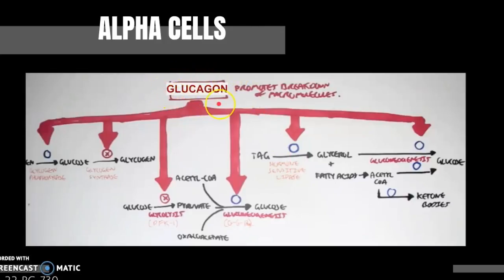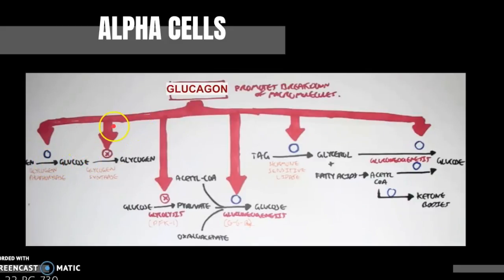So how does that exactly happen? Well, glucagon works in many ways. One way is here. It is encouraging the enzyme glycogen phosphorylase, which is breaking down glycogen so that it can be converted into glucose.